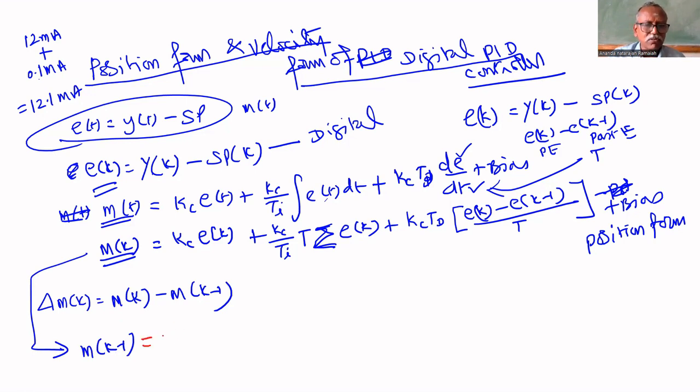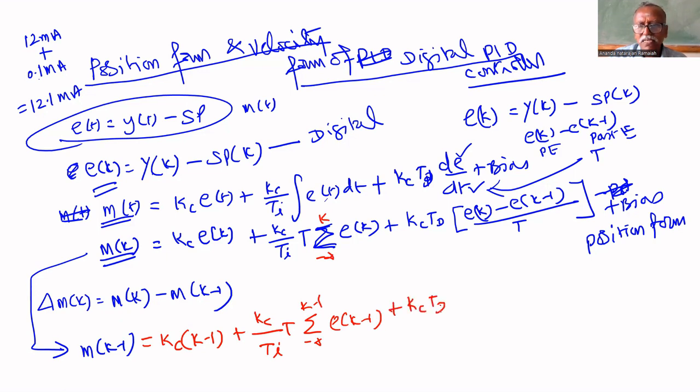M of k minus 1 equal to Kc multiplied by E of k minus 1 plus Kc by Ti multiplied by T, sum from minus infinity to k minus 1, because it is the previous controller output, E of k minus 1, plus Kc Td divided by T, E of k minus 1 minus E of k minus 2, because previous controller, plus bias.